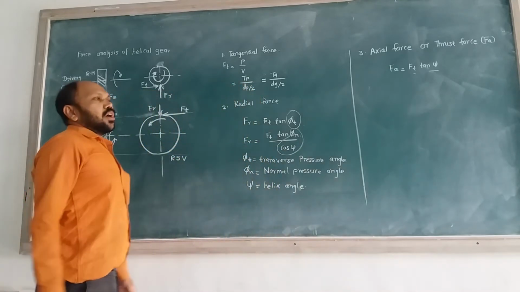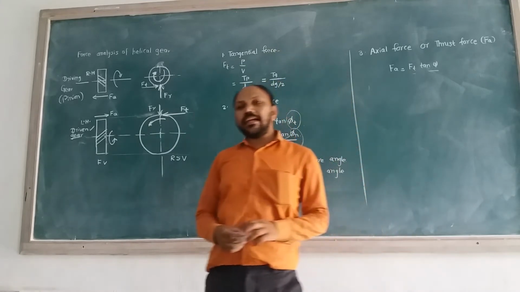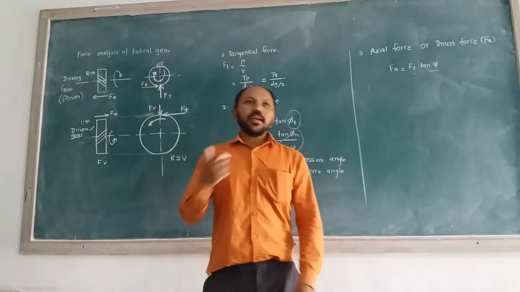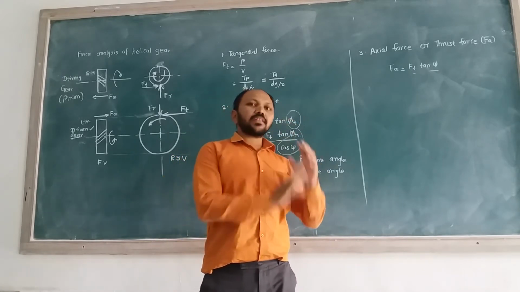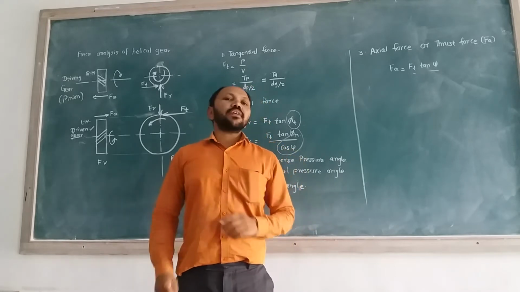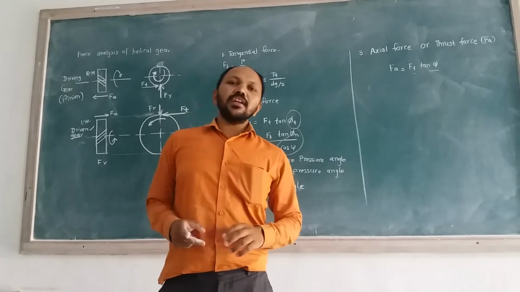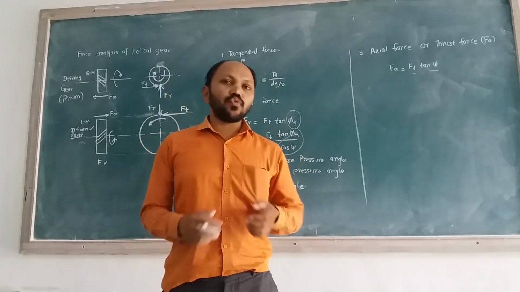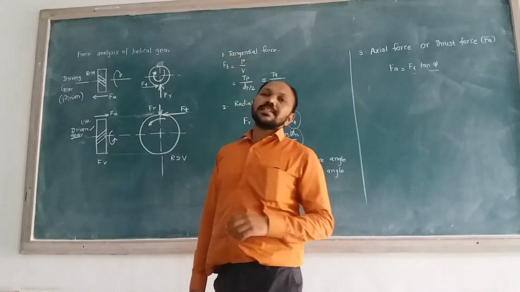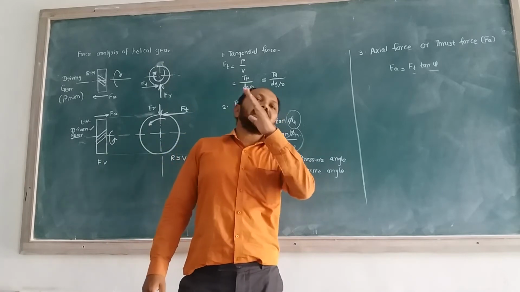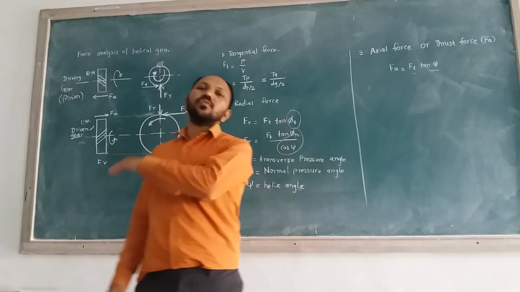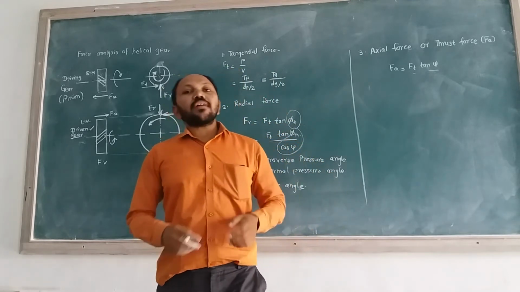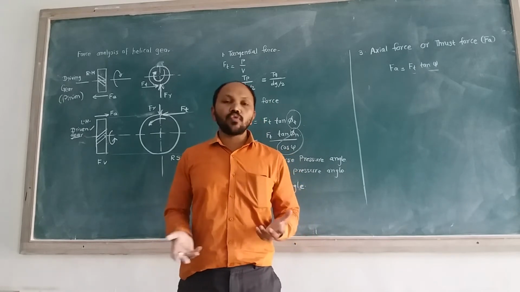So if we generally say how many forces act in case of a helical gear, three different types of forces are acting. That is tangential force, radial force, and axial force. If we compare these forces with a spur gear, in case of a spur gear, only two different types of forces are acting. That is tangential force and radial force. But in case of a helical gear, one more force is acting, that is axial force, or it is also called thrust force. So why does this extra third force act in this case? Because of the inclination of the teeth. As the teeth are inclined with the axis of the shaft or with the axis of the gear, one more extra force is acting here, that is axial force or thrust force.